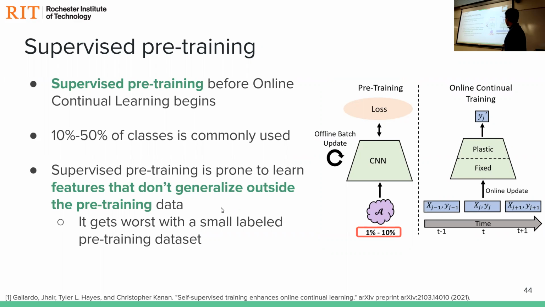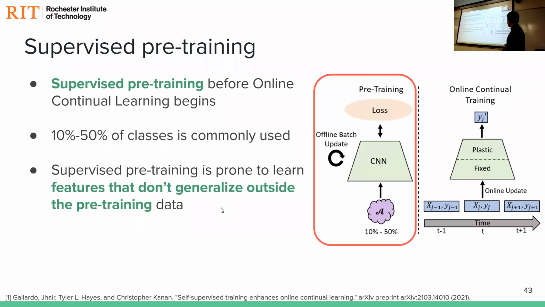For example, I could have only 10 classes. And let's say those 10 classes are only about plants. But then later on in continual learning, I need to learn about vehicles. So those features that I learned about plants might not be useful for later on because the amount of data here was small. That's why they use 10 to 50% of data, because they try to include as many classes as they can, so supervised learning will learn features that are good enough.